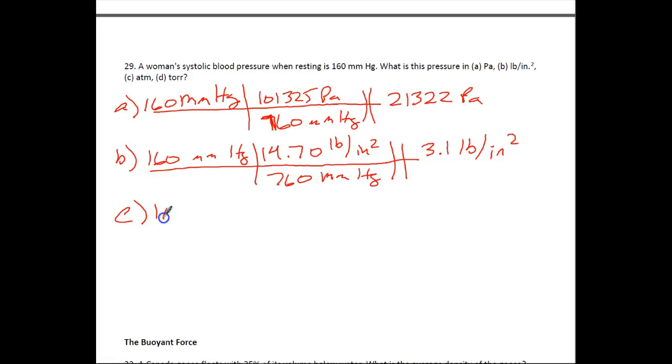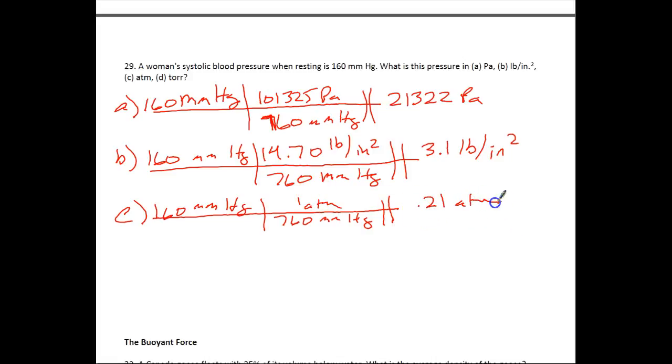For letter C, this is 160 millimeters of mercury. We're trying this time to go to atmospheres, so 760 millimeters of mercury, and yay, here's our 1 atmosphere. This is what we're basing everything off of. That's why you see numbers on the top and the bottom for each one of these that are not 1. And this will be equal to 0.21 atmospheres.